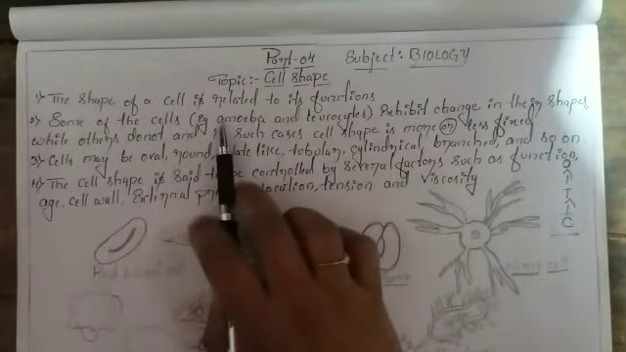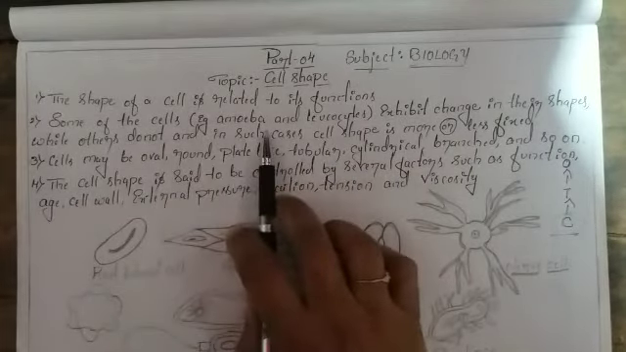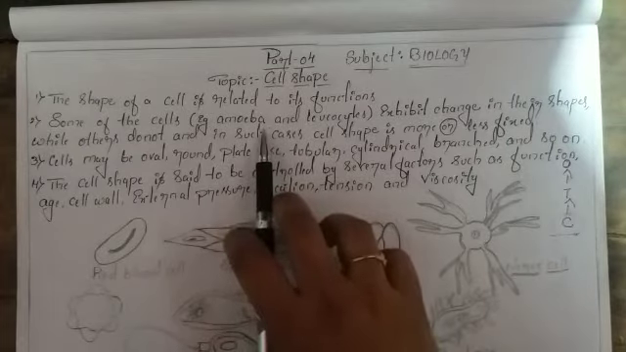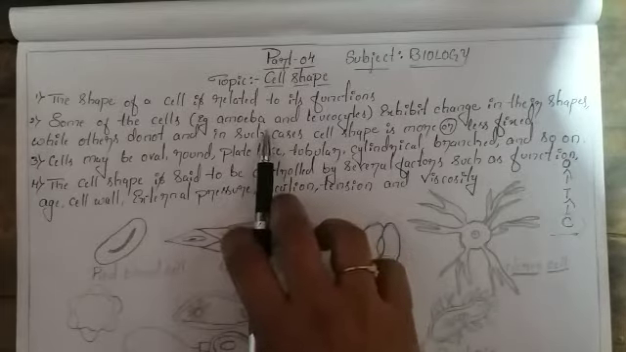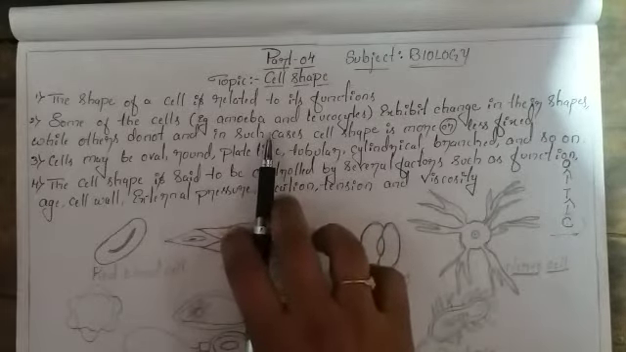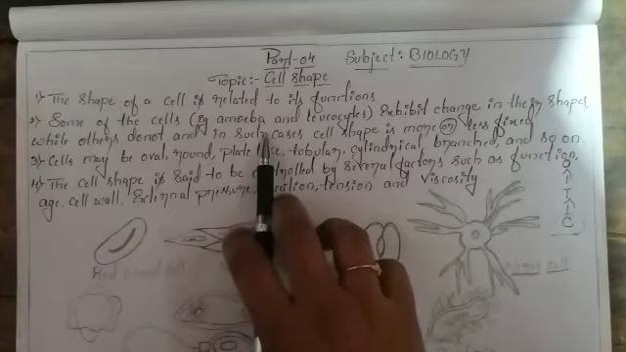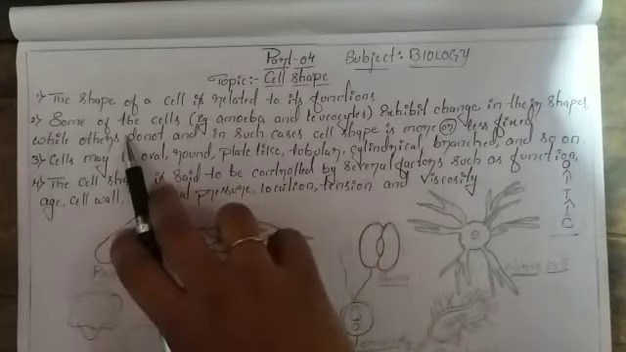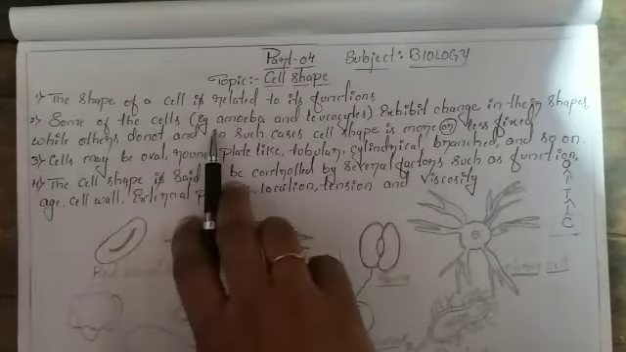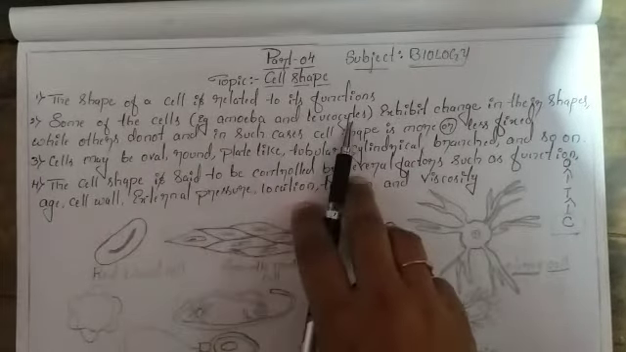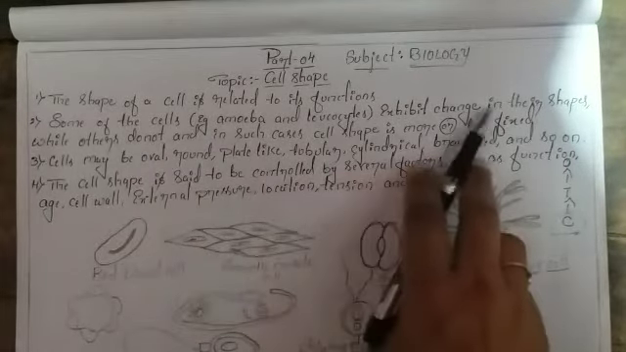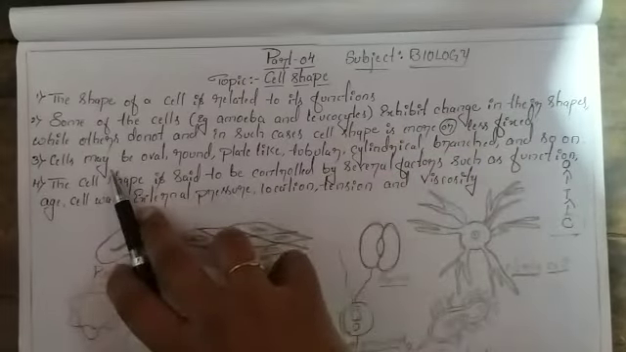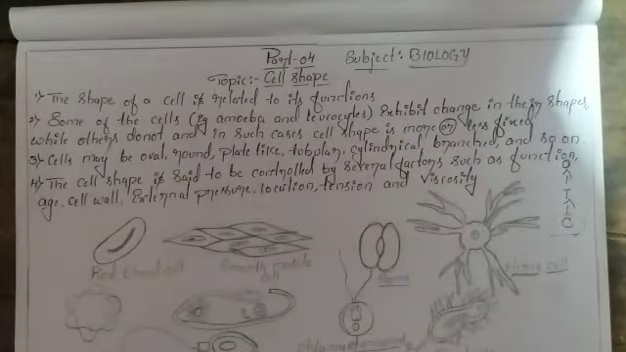Next, some of the cells, for example amoeba and leukocytes. Leukocytes are blood cells, nothing but the WBCs. Erythrocytes are nothing but the RBCs, as we have studied. So some of the cells, for example amoeba and leukocytes, exhibit changes in their shape.